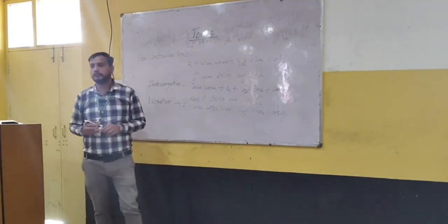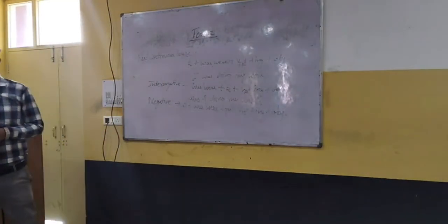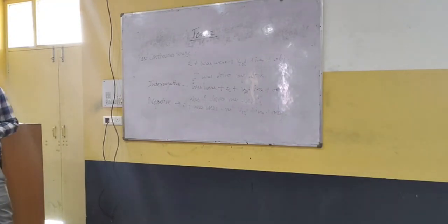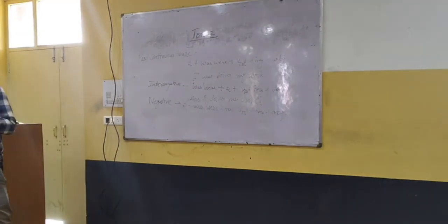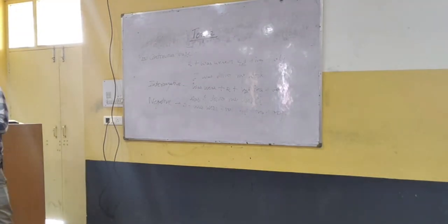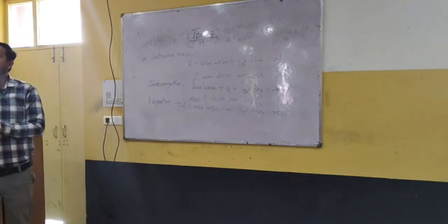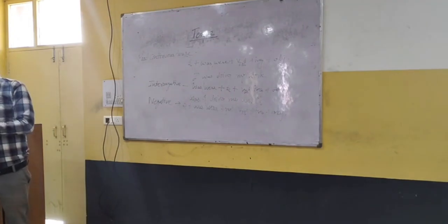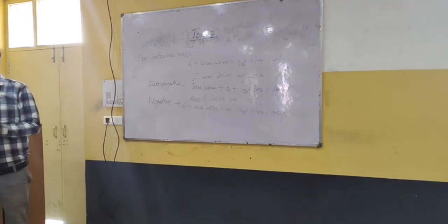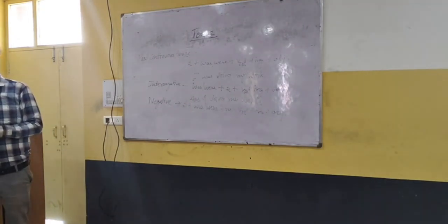Now, what is the sentence? I wasn't doing my work. You can say that I was not doing my work. Clear? But whenever helping verb and not come together, then you have to use a short form. That is wasn't, didn't, don't. Clear?